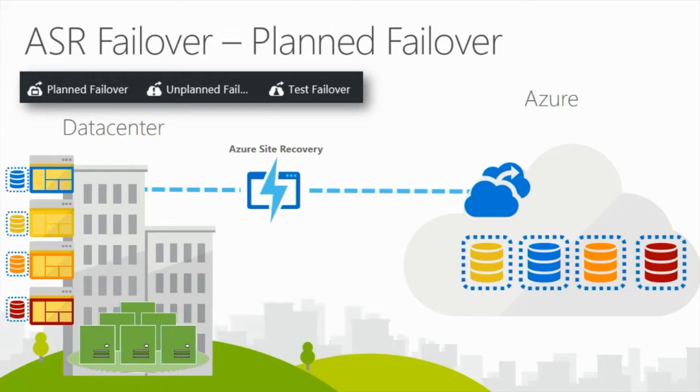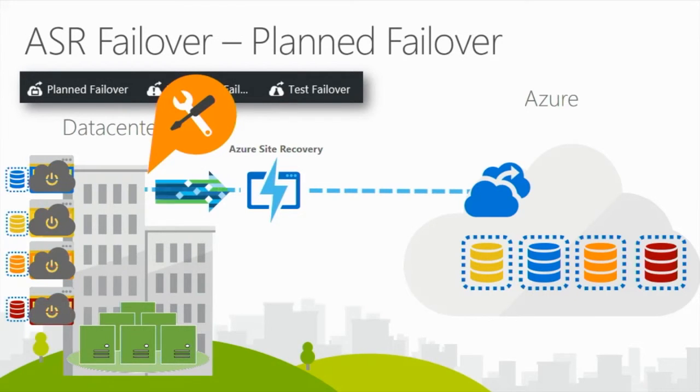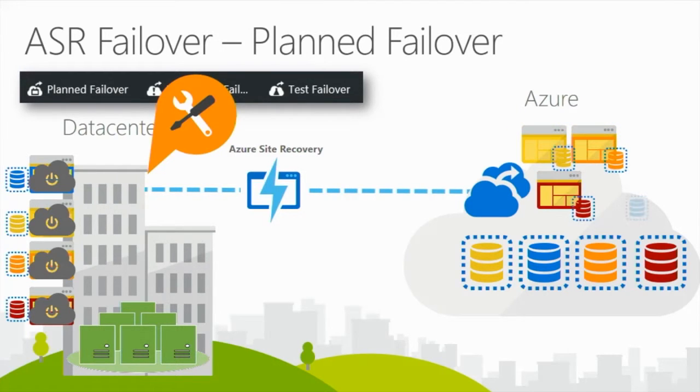Now, we do a planned failover if we've got on-premises maintenance which is coming up, and we want to evacuate those virtual machines up to Azure before that maintenance. When we kick off a planned failover, ASR shuts down our on-premises virtual machines, and it performs a final delta replication. Now, it does that so we have no data loss. Once that delta replication is completed, it brings our virtual machines online in Azure.